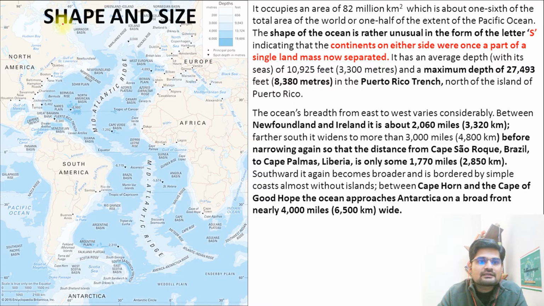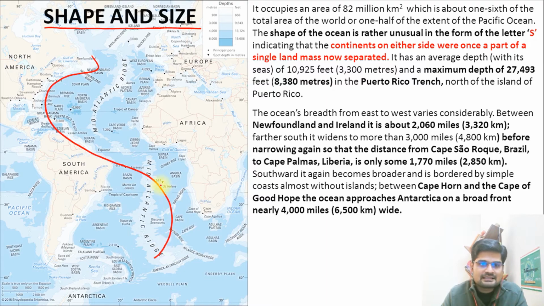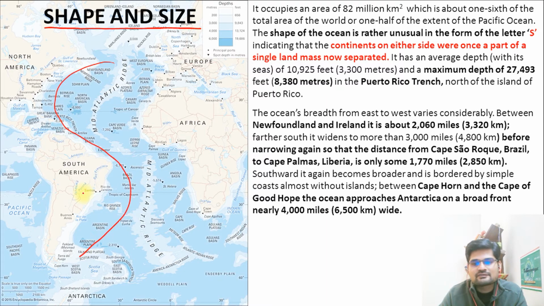Now the first factor there is shape and size. If you observe this shape, it's largely like an S, right? So it is also sometimes referred to as the S-shaped ocean because of this particular feature, and it occupies an area of about 82 million square kilometers, which is about 1/6 of the total area of the world, or almost 1/2 of the extent of the Pacific Ocean. Remember that. And the shape of the ocean is rather unusual, in the form of the letter S, indicating what?